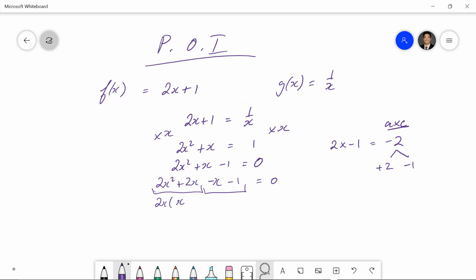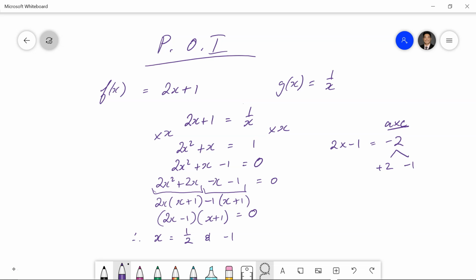And we're going to factorize by grouping. So 2x(x plus 1), and then minus 1(x plus 1). And then 2x minus 1 is our first set of brackets, x plus 1 is our second set of brackets. Our solutions for x are a half and negative 1.